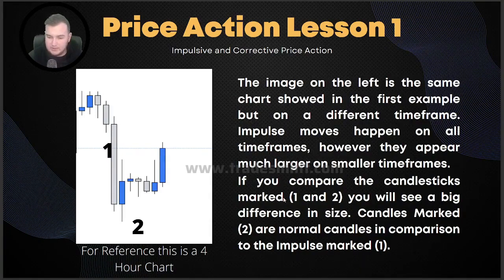Again, you'll see a big difference in candle mark 2, a normal candlestick, in comparison to the impulse mark number 1, right? So number 2 is normal, these are all normal. This here would be another impulse because it is bigger than the previous candles. So this is a large movement of price over a short period of time. Okay.